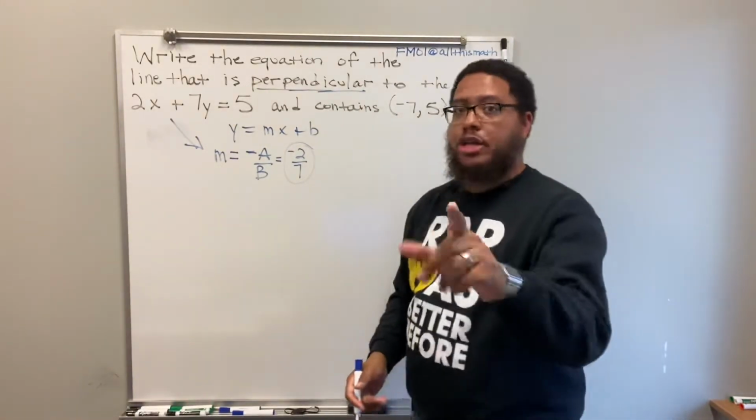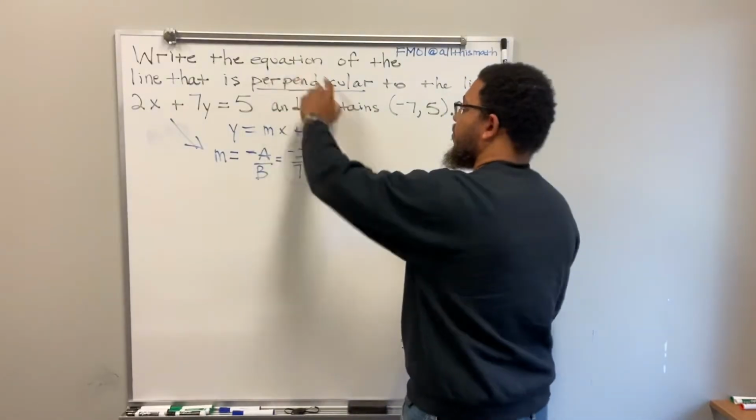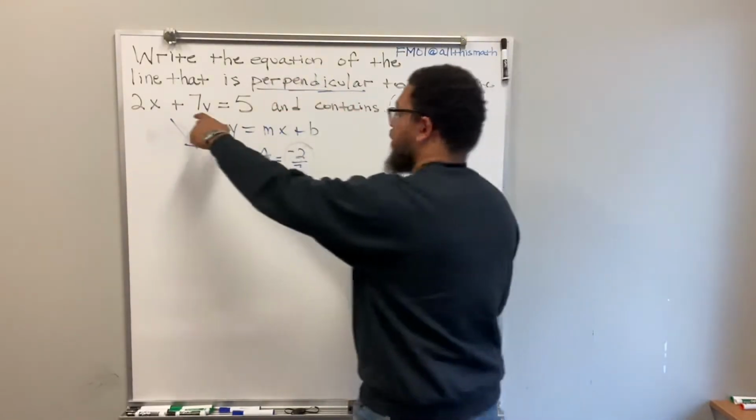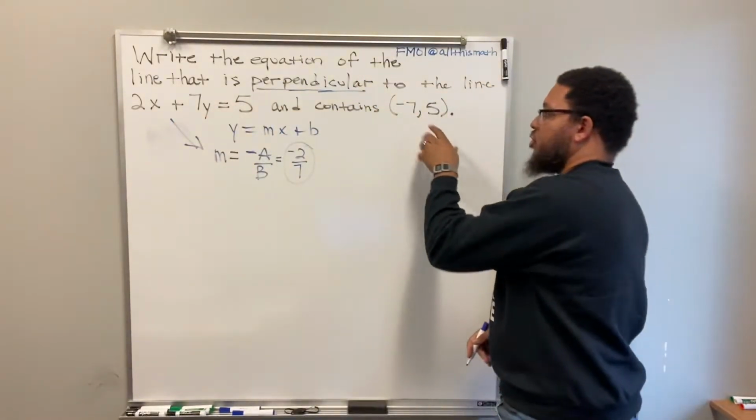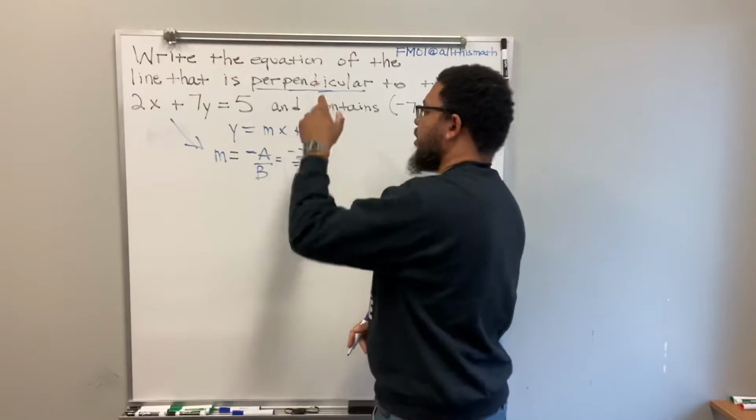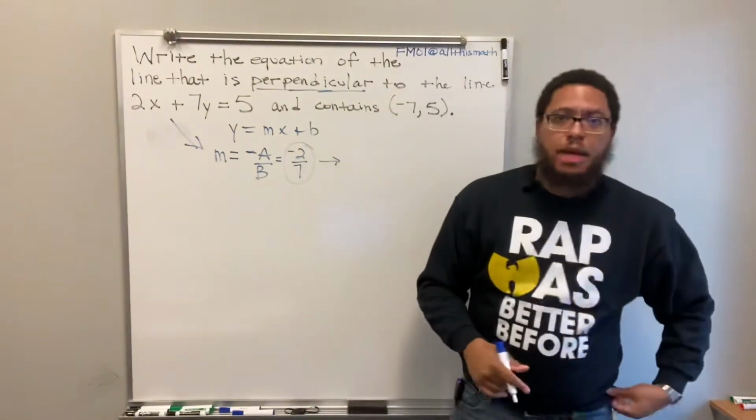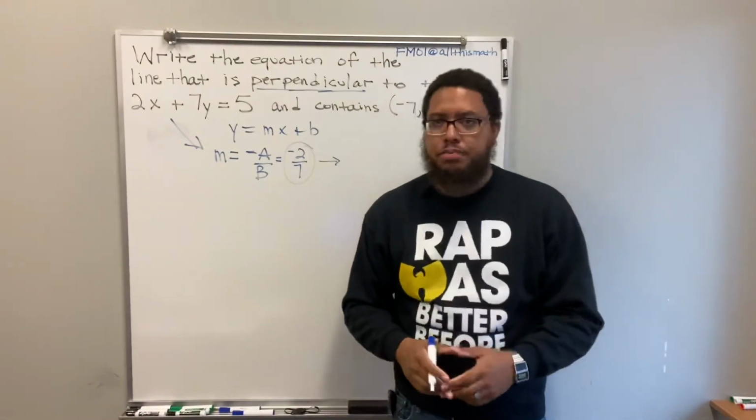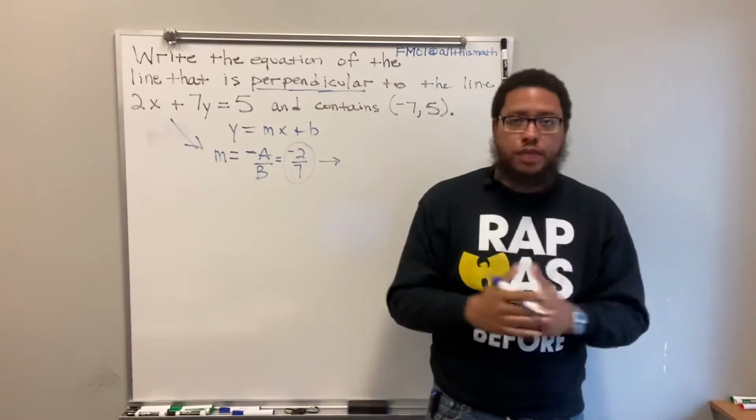Now I need to find the slope of my new line, right? Because I'm trying to find the equation of a line that's perpendicular to this line and that also contains this point. So knowing that it's perpendicular is going to tell me how I can figure out what the slope is going to be. Now, when lines are perpendicular, they have a special relationship. Their slopes have a special relationship.